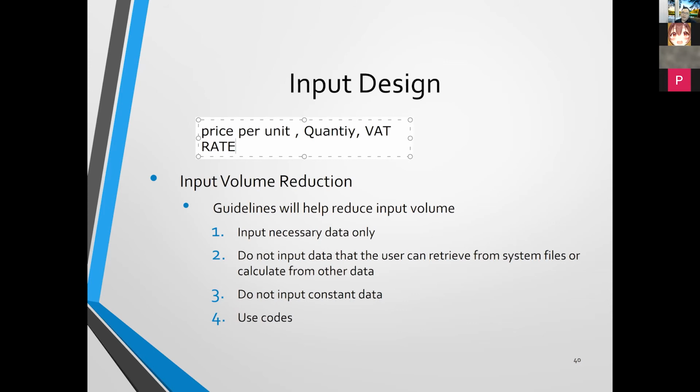Somebody types a bottle of magic milk 250 ml. When they type differently, the meanings are different. So that's why we just use the quotes, because it's standard. So this one could help us reduce the number of input volume.